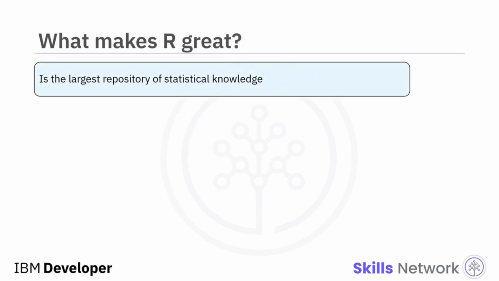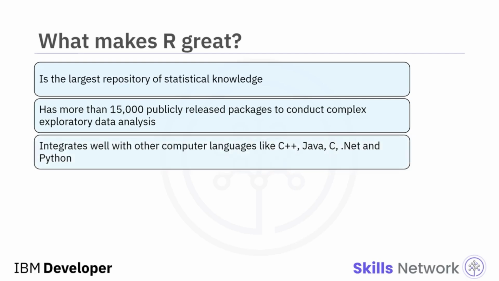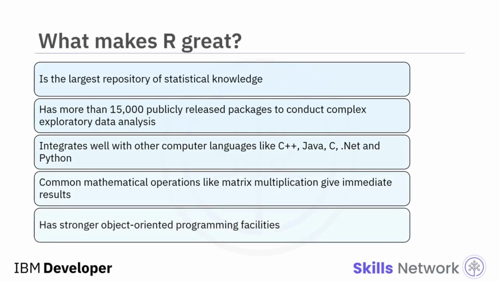R has become the world's largest repository of statistical knowledge. As of 2018, R has more than 15,000 publicly released packages, making it possible to conduct complex exploratory data analysis. R integrates well with other computer languages like C++, Java, C, .NET, and Python. Using R, common mathematical operations like matrix multiplication give immediate results. And R has stronger object-oriented programming facilities than most statistical computing languages.